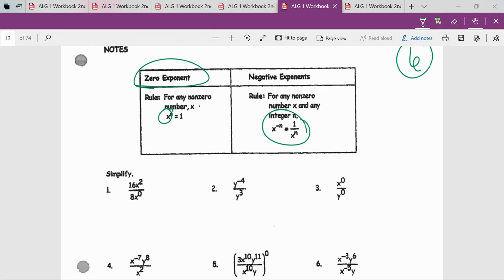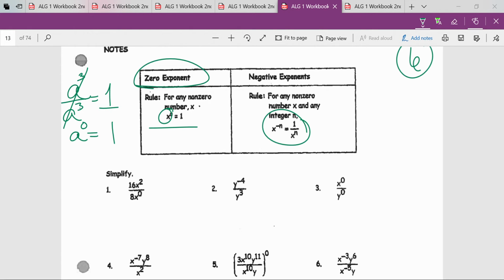Now let me explain to you why this is what it is. Remember we had a to the third over a to the third? When I had the same amount on top as on the bottom, they divided to give me what? A 1. Well, if we follow the rule of exponents, when I divide variables, we subtract their exponents. What's 3 minus 3? 0. So a to the 0 is 1. Why? Because you have the same amount on top as on the bottom, and they divide to give me a 1. Well, that's the reason why this rule works.